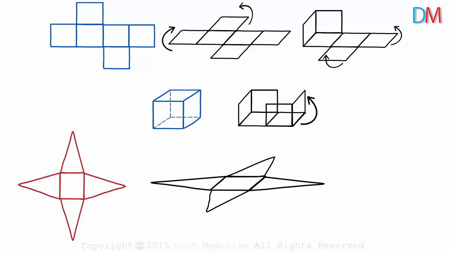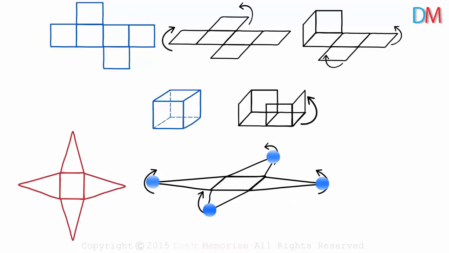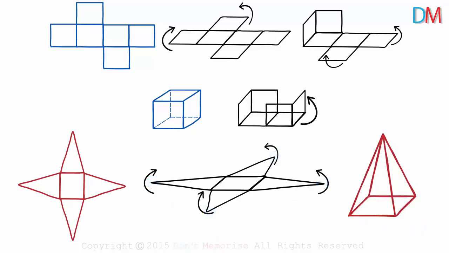And now it becomes much easier for us to think of the solid that can be formed out of this net. We just have to rotate each triangle such that all their top vertices meet at a single point. What we get is a square pyramid. A square as the base and 4 triangles as its faces.